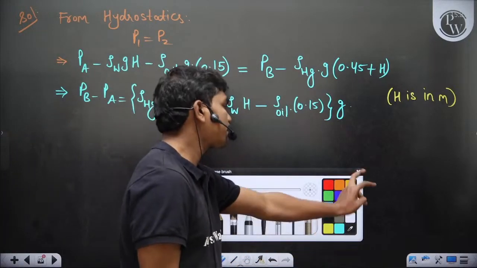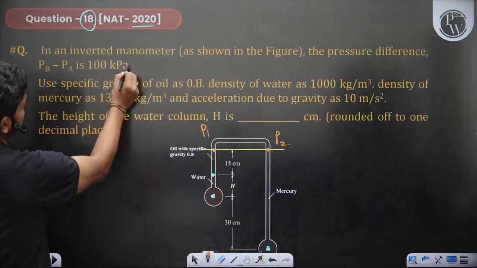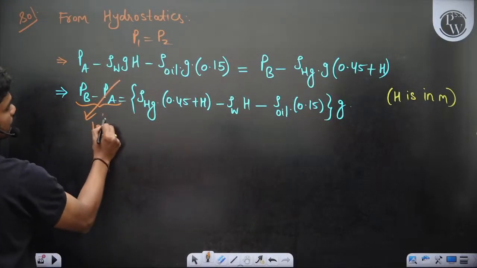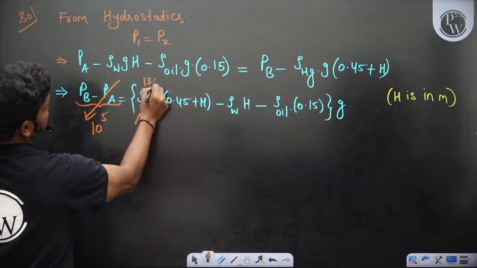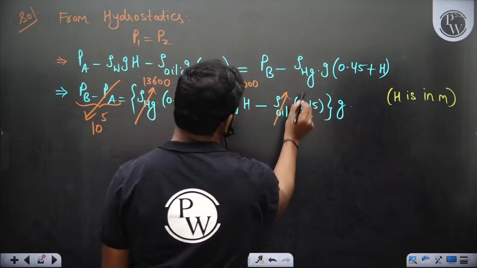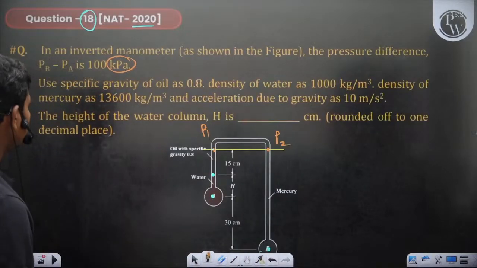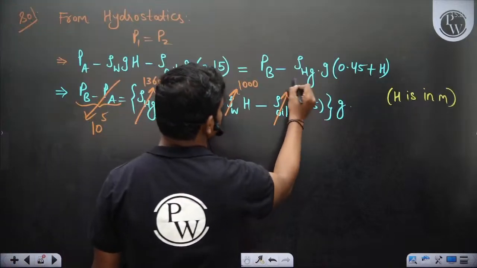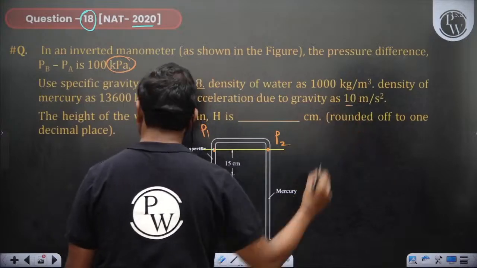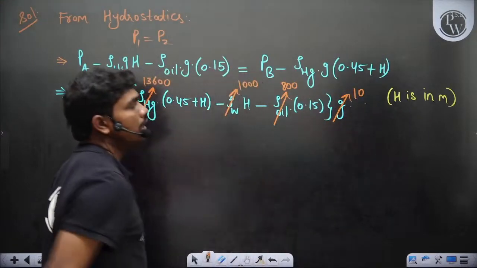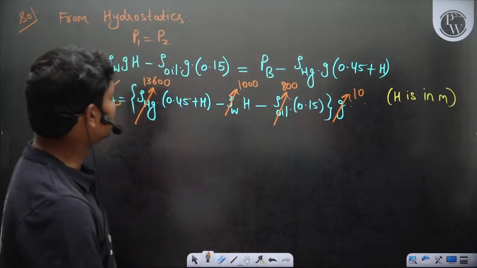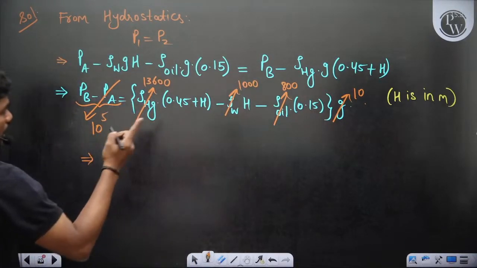Now let's see. This PB minus PA is 100 kilopascals. So we'll write this value as 10 to the power 5 pascals. This is 13,600. No idea about H. Water density is 1000. Oil density is how much? Oil is of specific gravity 0.8, so 800. And the value of G is 10. Now everything is in SI units. The value of H that comes will be in meters. Now let's see. Only one equation, one unknown, that too a linear equation.